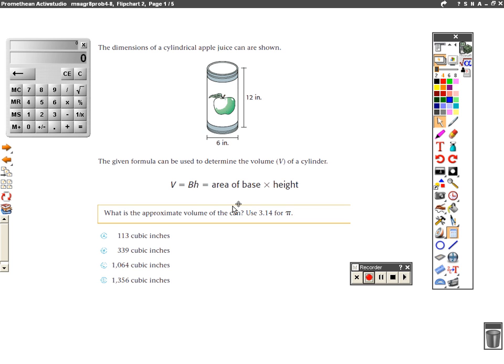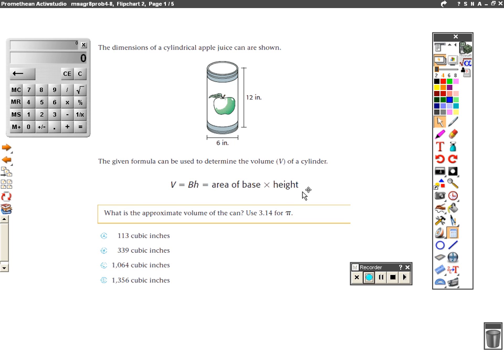In this video, we're going to look at the Grade 8 Practice MSA problems 4 through 8. The dimensions of a cylindrical apple juice can are shown. The given formula can be used to determine the volume of the cylinder. Okay, it says volume equals base times height, where area of base times height.